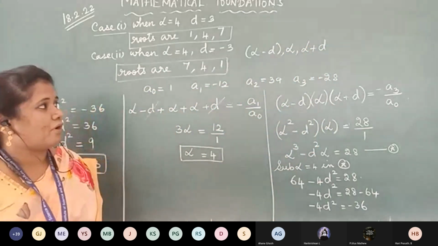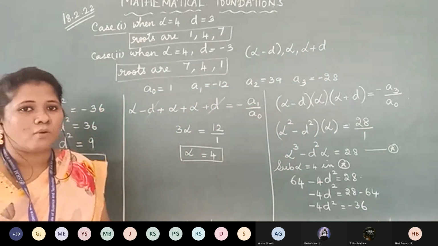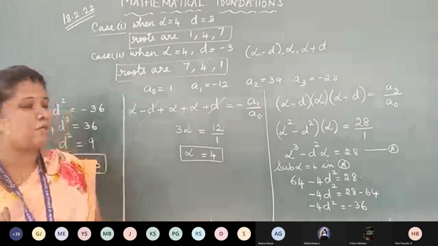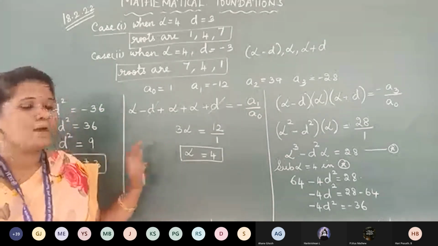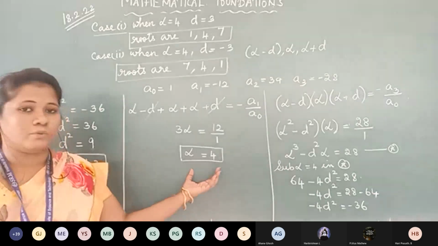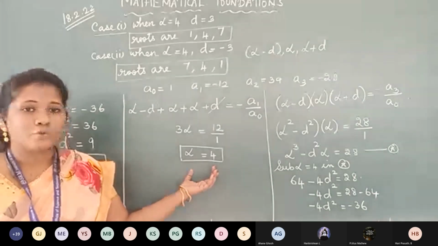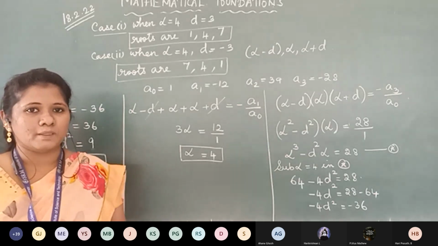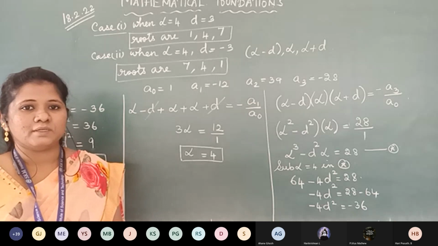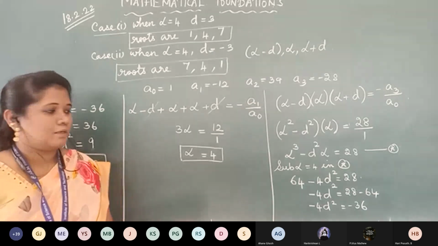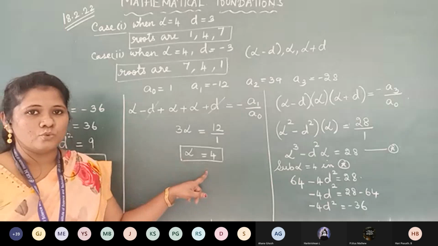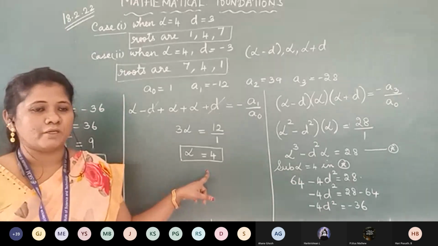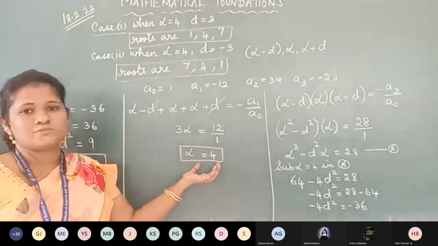Okay. So we have got alpha is equal to 4 as a root. We have found one of the roots for that equation. Now, with that, you can do the synthetic division. That is another method. With synthetic division, you can keep this as a root and find the other two roots. So one of the roots is 4.